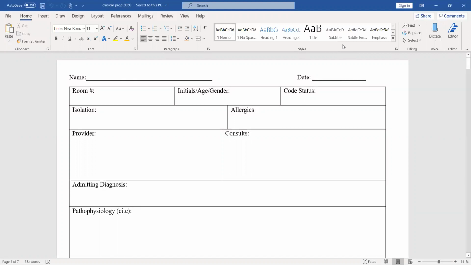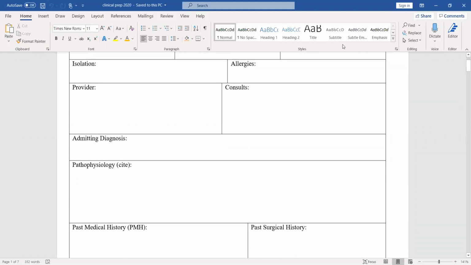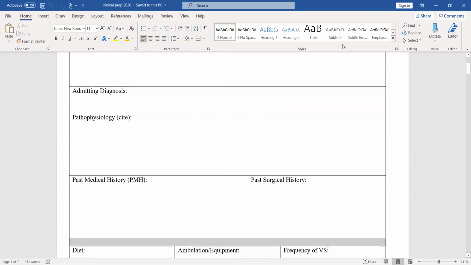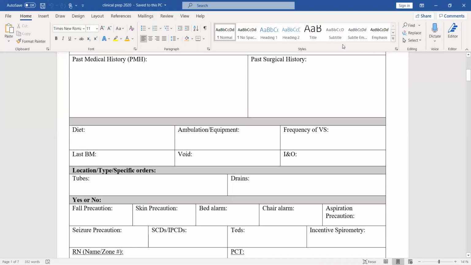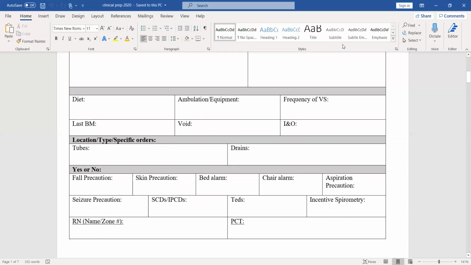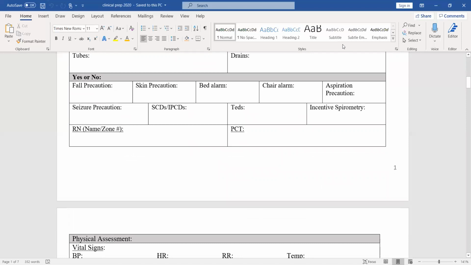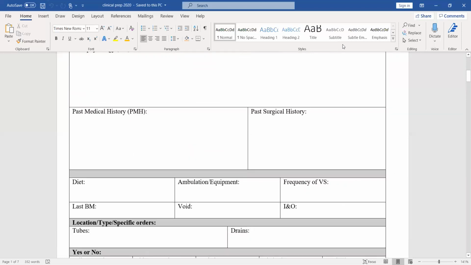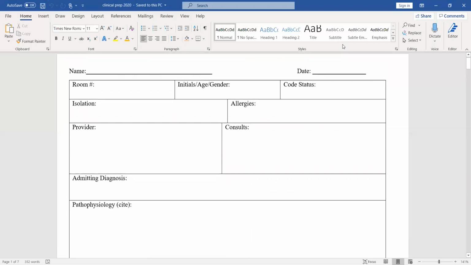So here on the first page, you see a majority of this information really is specifically found on Sorian in the patient's electronic health record. So everything from diet, ambulation, I's and O's, if there's any tubes, drains, what precautions they're on, why are they here, what's their past medical history. All of this is going to be found in your Sorian record.